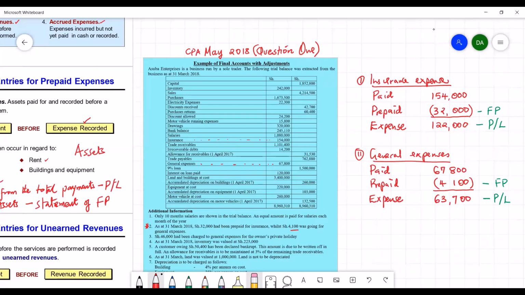So generally, we note that prepayment should be deducted from the amounts which have already been paid in the statement of profit or loss to determine the expense which should be reported for that period. And the amount of prepayment itself should be reported in the statement of financial position as current assets.